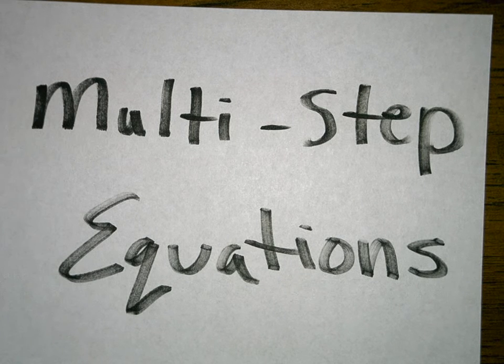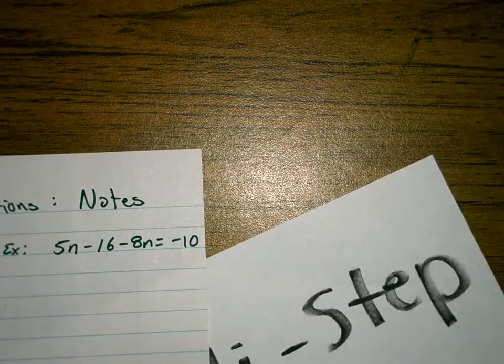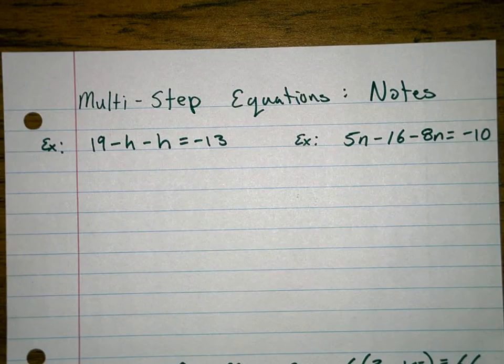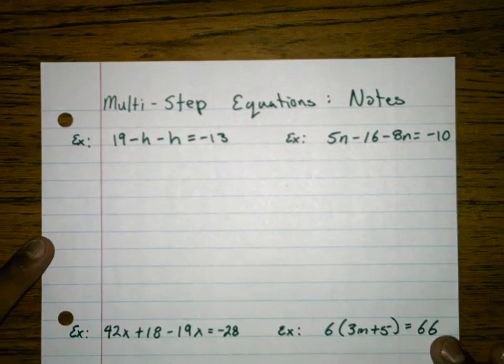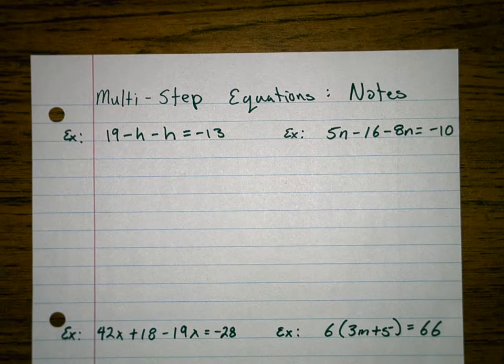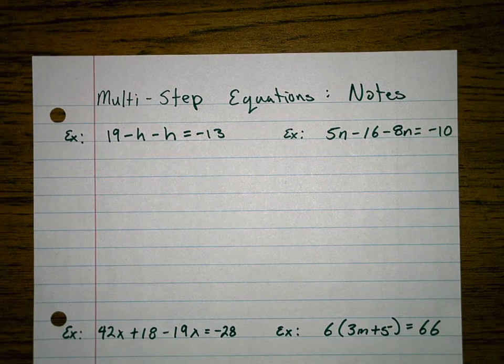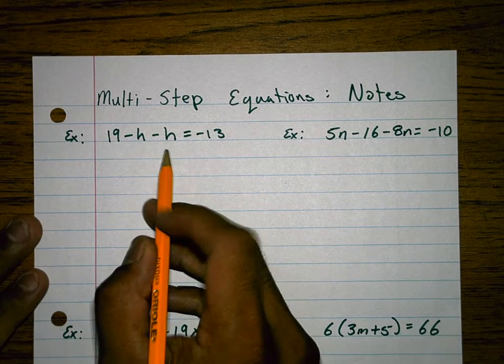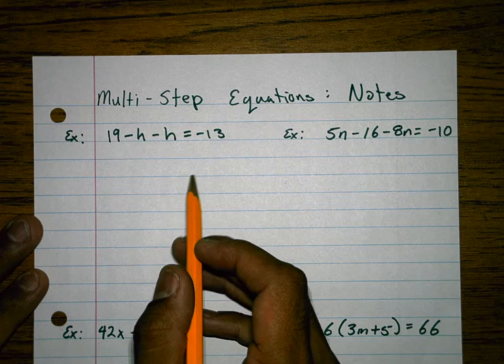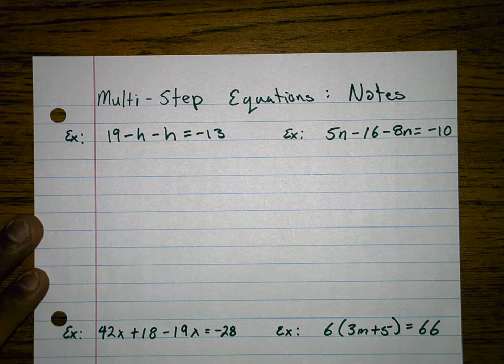All right, these are video notes on solving multi-step equations. Let's go ahead and take a look at some examples here. So a multi-step equation, if you look at it, means that it takes more than one step to actually complete the answer. So looking at this first one, what you have to do with the multi-step equation is you have to get everything down to one variable on each side.